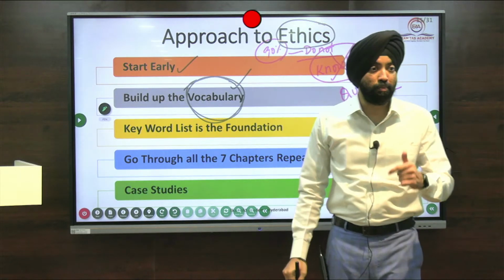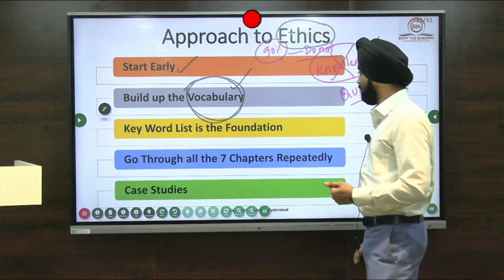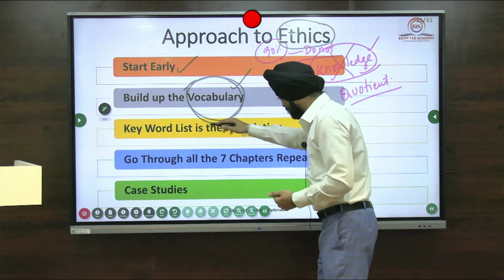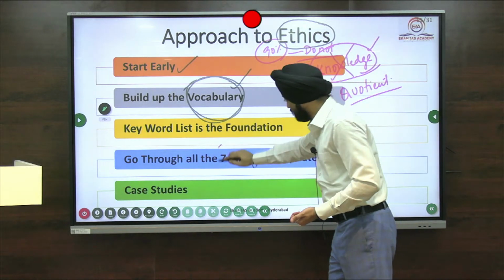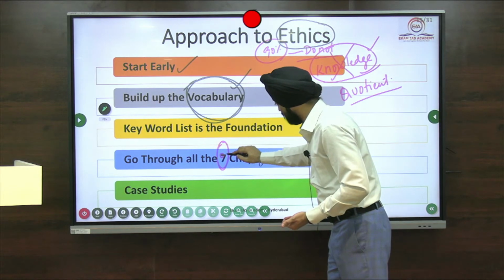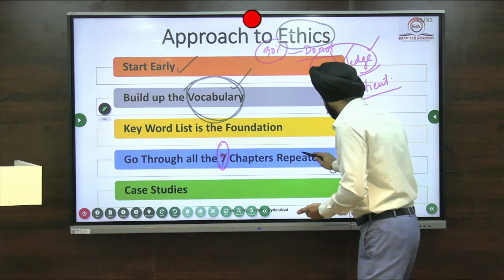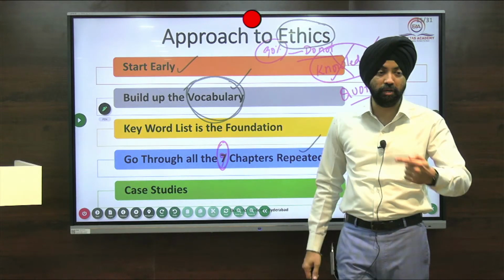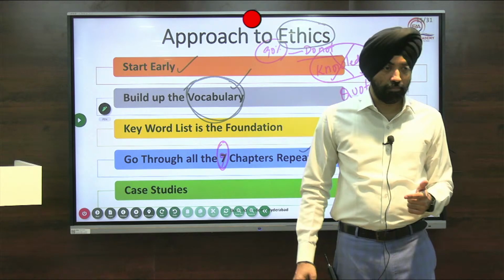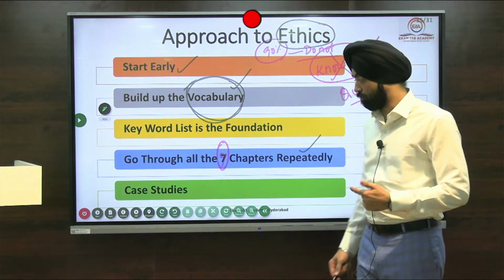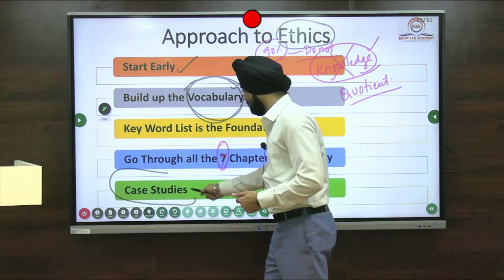That is how the importance of ethics comes to play in UPSC. Keywords as a list in foundation. There are 9 chapters, actually not 7. There are 9 dimensions in ethics. All the 9 dimensions you have to repeat over a period of time, and you need to practice case studies also.